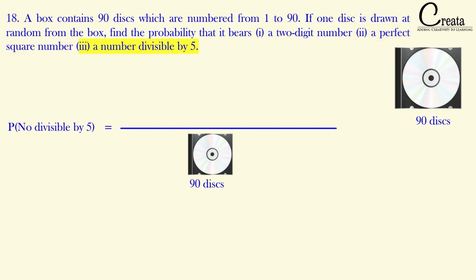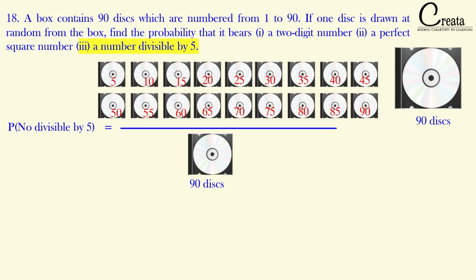Let's move to part 3, a number divisible by 5. Let's identify what are the numbers from 1 to 90 which are divisible by 5. If you observe, all these numbers, that is 5, 10, 15, 20, 25 up to 90, are divisible by 5. So how many are there?